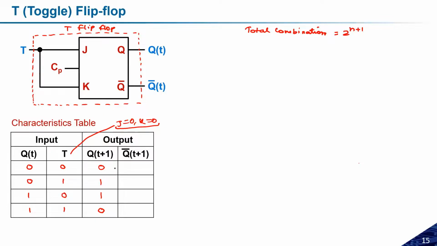Let us try to see the first case. In the first case, T was 0. T was 0 means J and K both are 0. Okay. And if J and K both are 0, I know that Qn plus 1 for the JK flip-flop is just like Qn, for J equal to K equal to 0. And for J equal to K equal to 1, the Qn plus 1 was Qn complement. Okay. So this was the relation before.